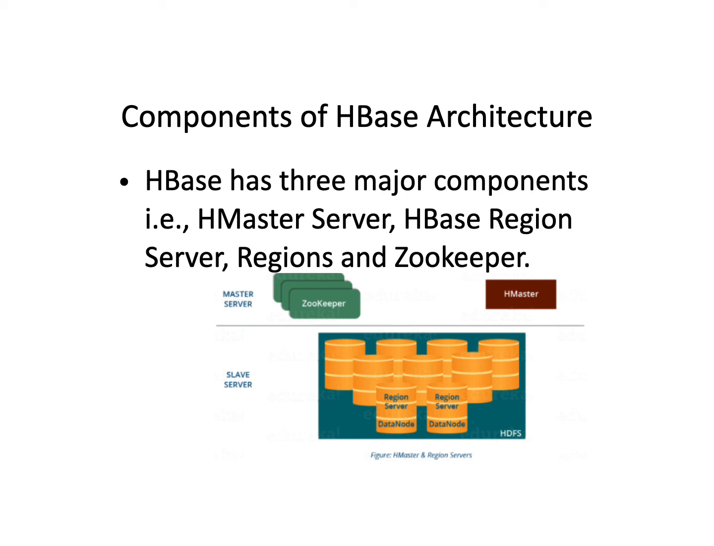HBase has basically three major components, which are HMaster, HBase Region Server, and the Zookeeper. This HBase physical architecture consists of servers in a master and slave relationship, as shown here. We can see the master server and slave server, where the master and the region servers are configured as a master server and slave servers.